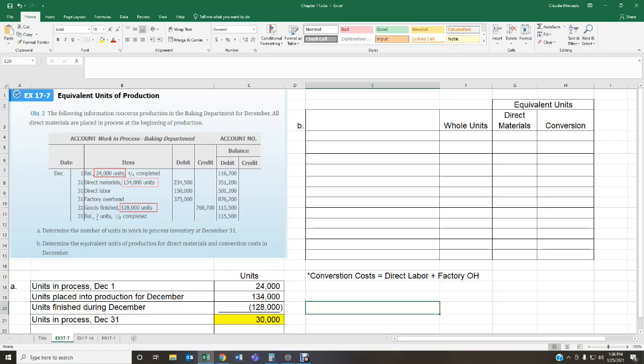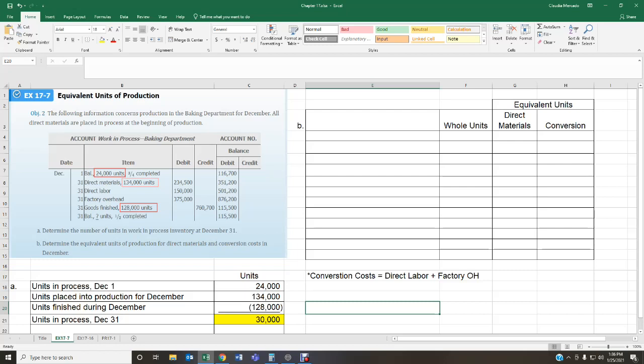So the equivalent units for materials and conversion costs are usually determined separately. That's why we have this little diagram going on. That way we can split out the difference. Usually direct materials are added at the beginning of production, and conversion cost is more as we go.